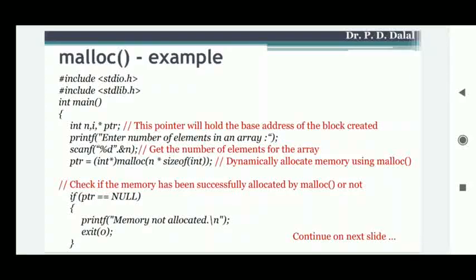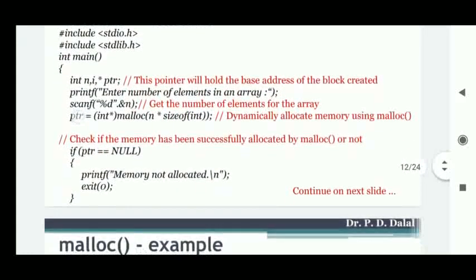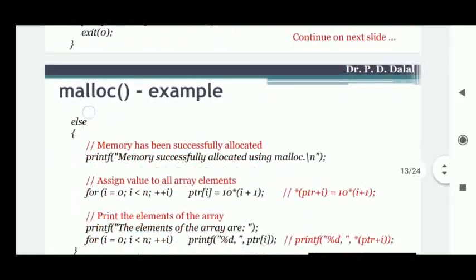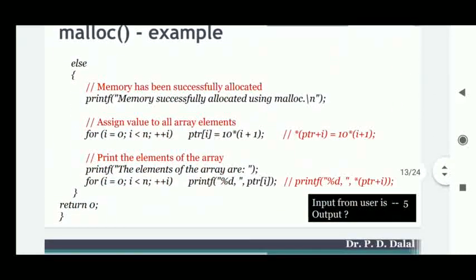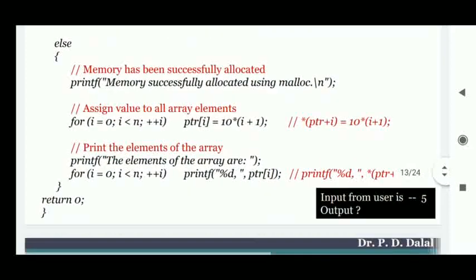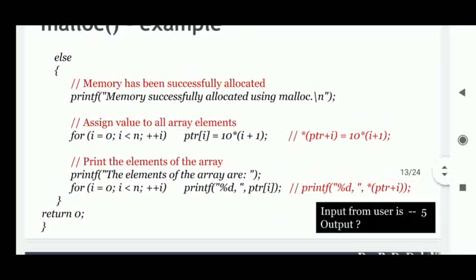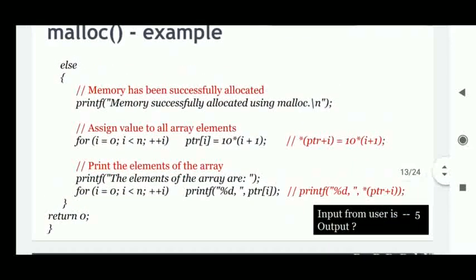Welcome everyone. In the previous lecture, we were discussing the malloc example, and we were discussing what the output of this program is. I guess the majority of you were able to give the answer that whenever we are printing, it will give the output 10, 20, 30, 40, and 50. Okay, so I think we have covered up to this.